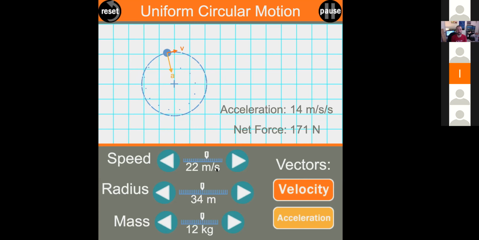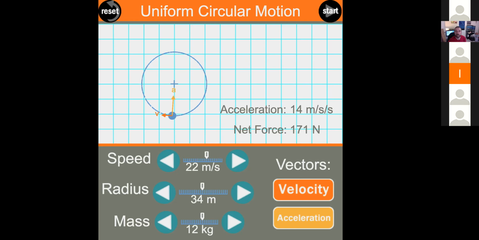Remember, acceleration is a change in velocity. So that changing velocity is actually happening towards the middle. We'll pause it so we can look at this in a little bit more detail. This is where the ball wants to go, this way. But the ball's really going this way because the force is pulling it straight in towards the middle.